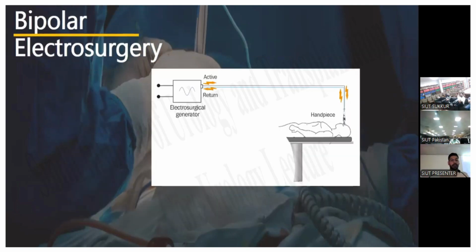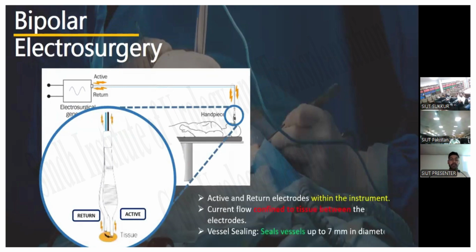Then we come to bipolar electrosurgery, which, as we discussed, is safer. You can see in the image that the current passes through the device and comes back through the same handpiece. So it does not pass through the body in bipolar surgery. The active and return electrodes are both in the handpiece, so the current passes only through the tissue between the two limbs of the handpiece.